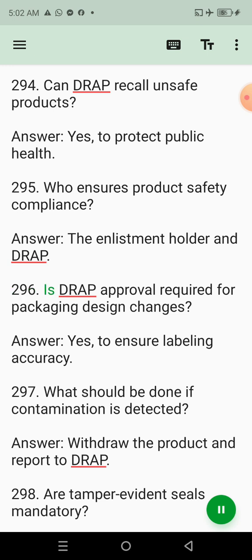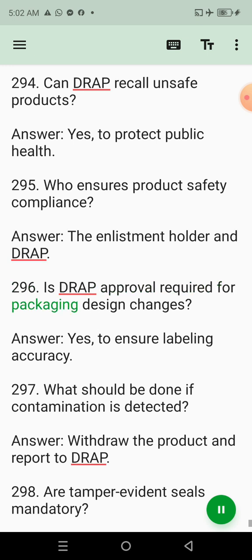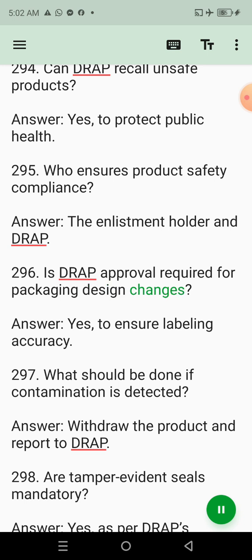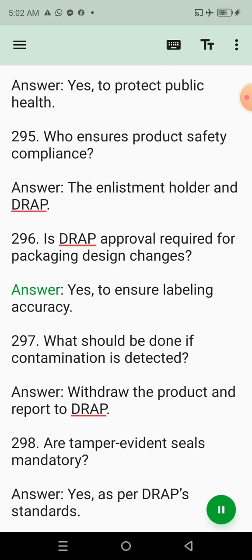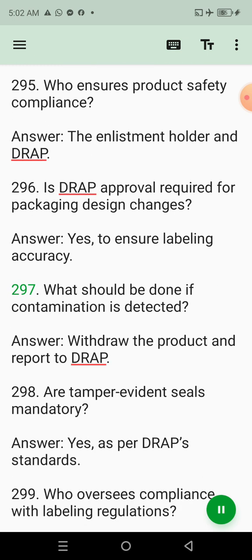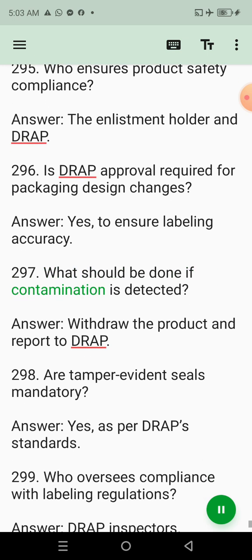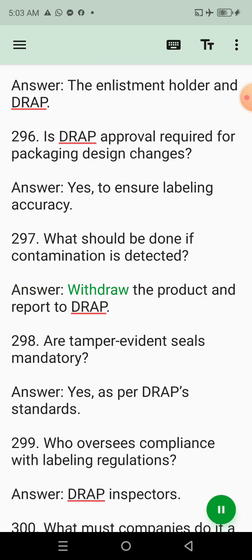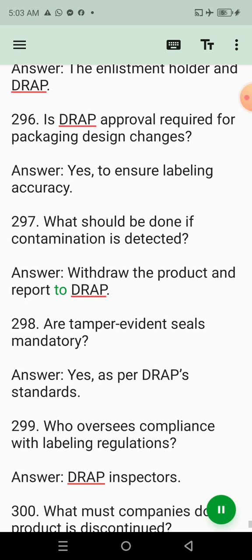296. Is DRAP approval required for packaging design changes? Answer: Yes, to ensure labeling accuracy. 297. What should be done if contamination is detected? Answer: Withdraw the product and report to DRAP.